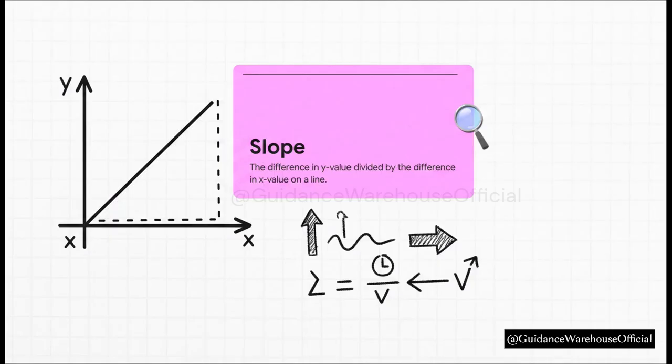The golden rule here is that the slope of a displacement versus time graph is velocity. Slope is just the rise, which is your change in displacement, divided by the run, which is your change in time. If you can find the slope of the line on your graph, boom, you've found the object's average velocity. It really is that straightforward.